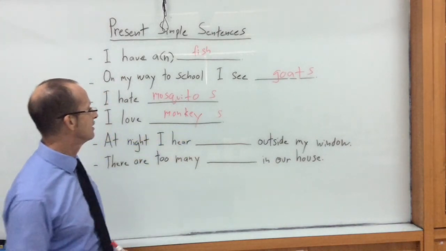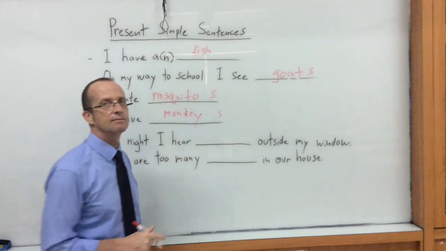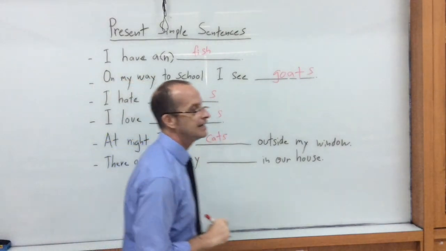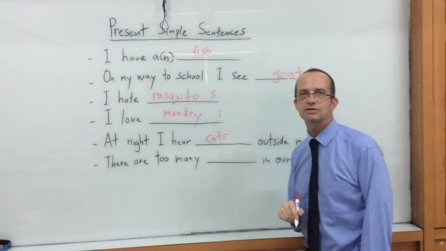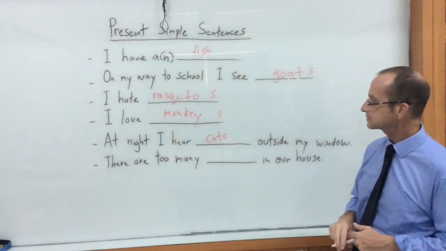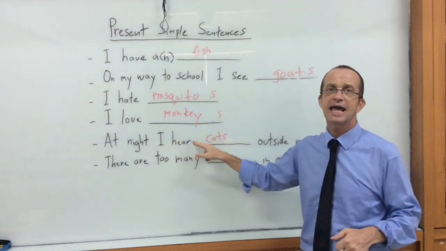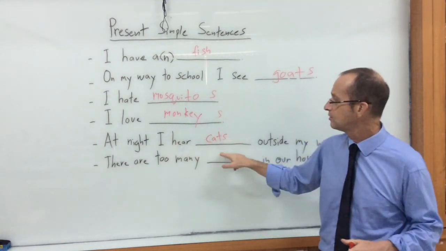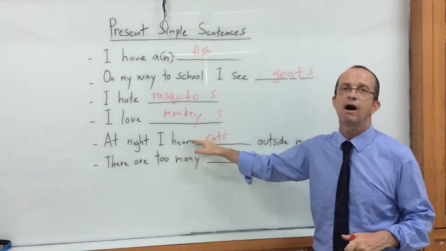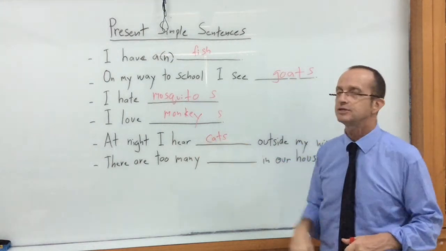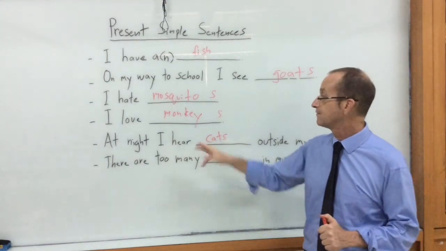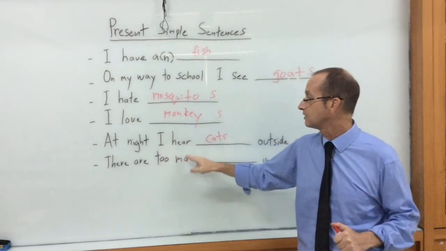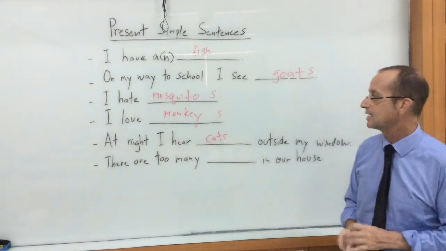At night I hear blank outside my window. I hear cats. At night I hear cats outside my window. Okay? Or at night I hear a dog howling. Okay? Remember, if it's more than one animal, we have no article, no a or un, and we use the s. Okay? If it's one cat, we would say at night I hear a cat outside my window.